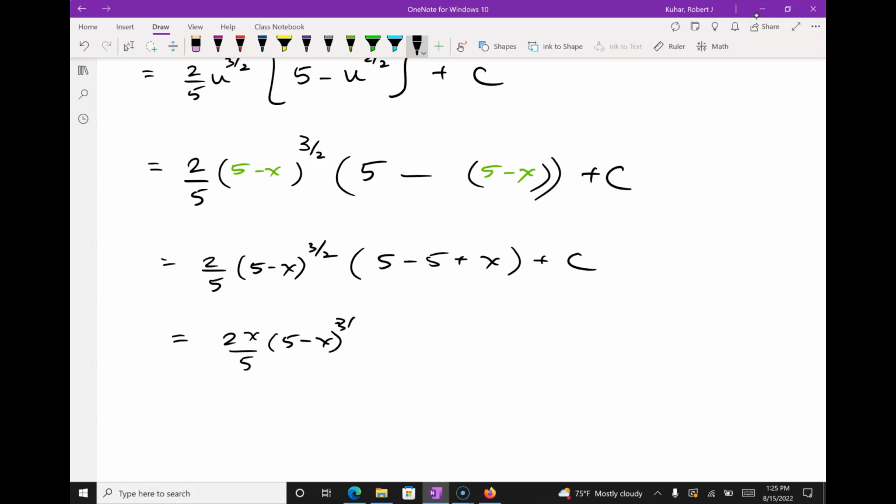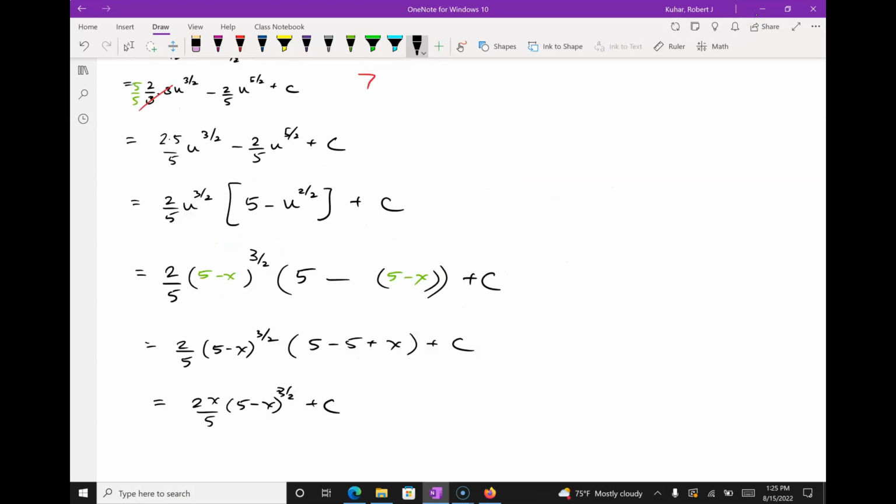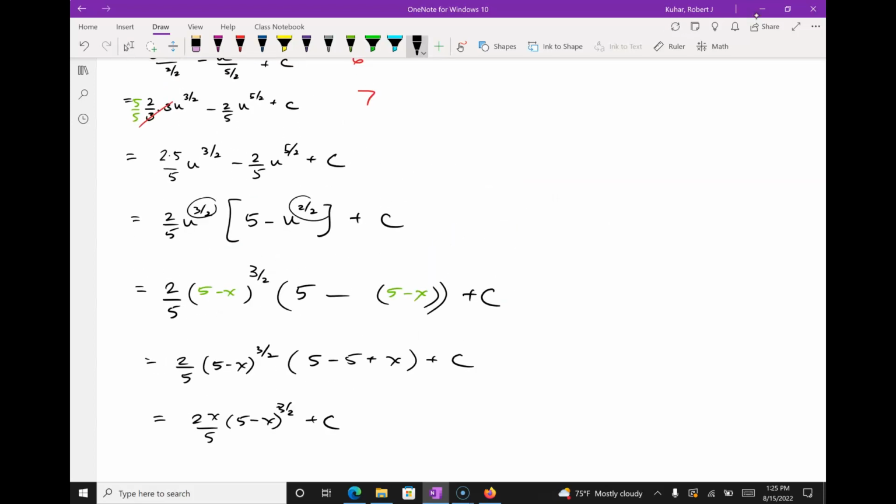It looks like I just get an x, so I get 2x over 5 times... hold on. What happened to the 5/2? 3/2 times 2, u to the 3/2 times u to the 2/2 is u to the 5/2. Right? When you're multiplying like bases, you add exponents.